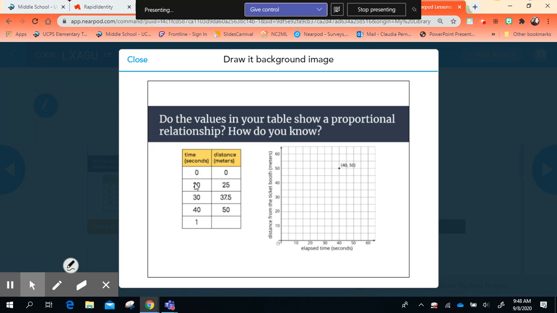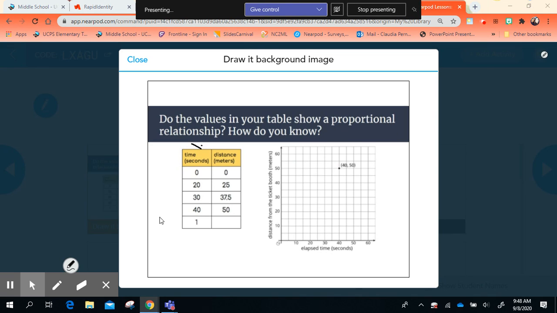Do the values in your table show a proportional relationship, and how do you know? Okay, we talked about proportional relationships last week. I was about to say yesterday. How do we know that a relationship in a table is proportional? What did we say? Anybody? What did we say has to be the same all the way down? The ticket number, then divide every single one. Okay, good. So you have to find your unit rate.